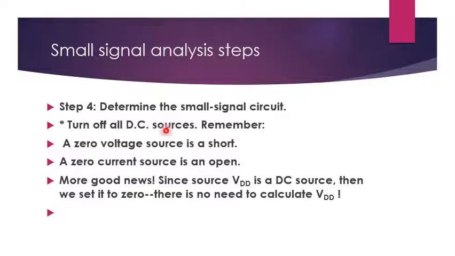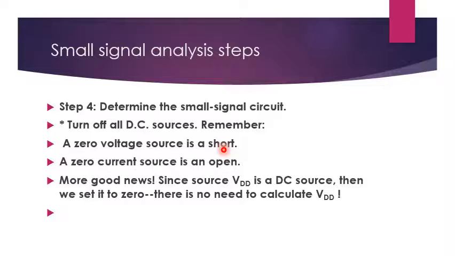Next, determine the small signal circuit. What you have to do is turn off all DC sources. In order to determine the small signal, you turn off all DC sources. Remember, a zero voltage source is a short, and a zero current source is an open, is it not? Right, we cannot measure voltage in a short circuit. Similarly, we cannot measure current in an open circuit, right? So if there is any voltage source, you have to short it. If there is any current source, you have to open it. This is the simple step to find the small signal analysis.